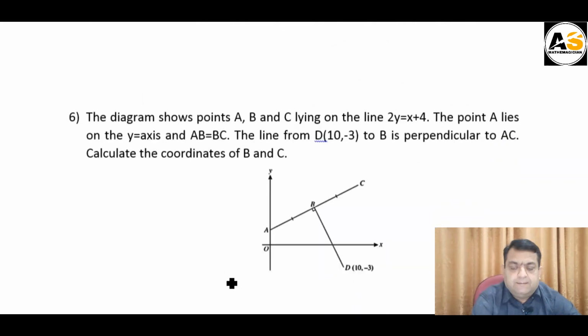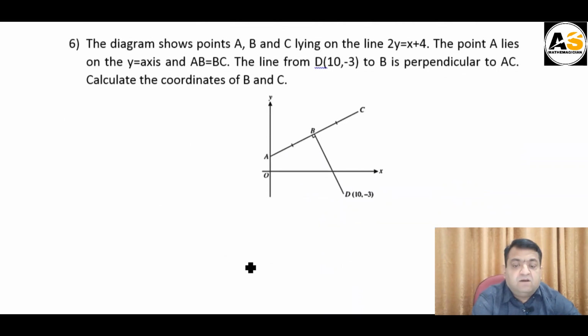Question number 6. The diagram shows points A, B, C lying on the line 2y is equal to x plus 4. Point A lies on the y-axis. AB is equal to BC. The line from D (10, minus 3) to B is perpendicular to AC. We have to calculate the coordinates of B and C.